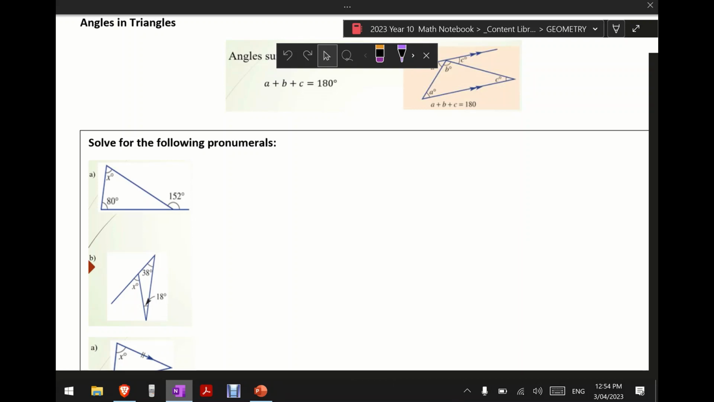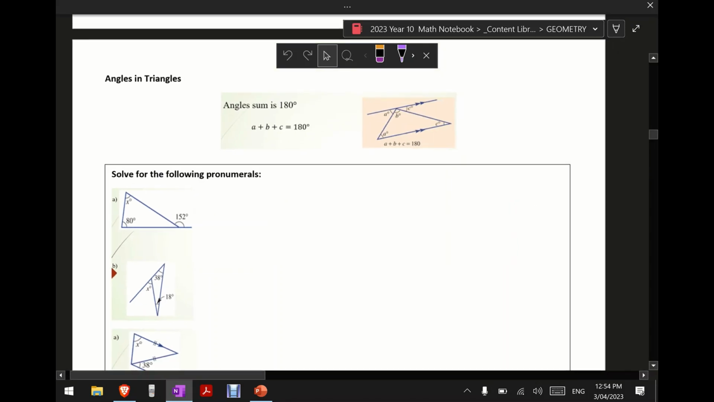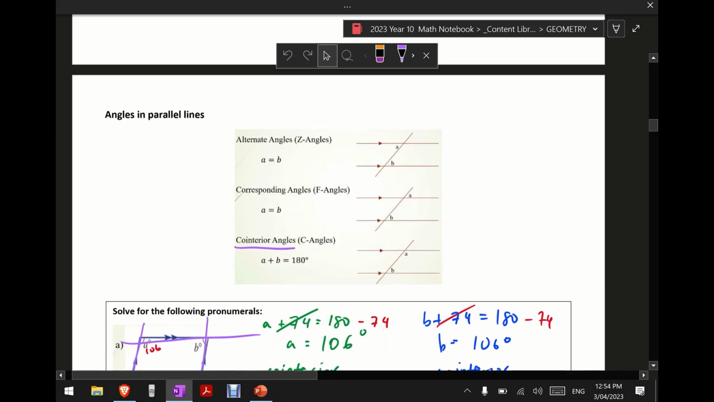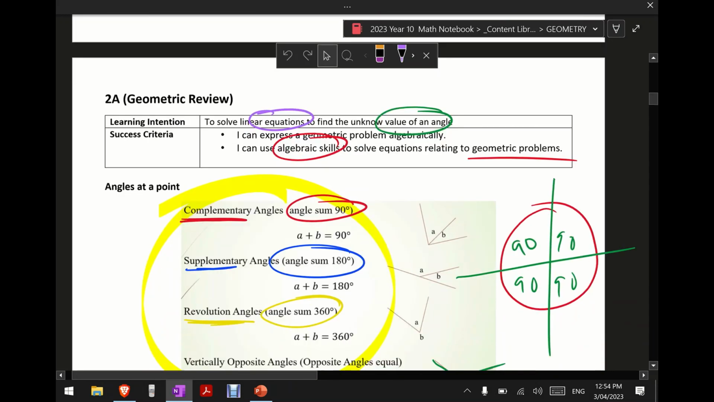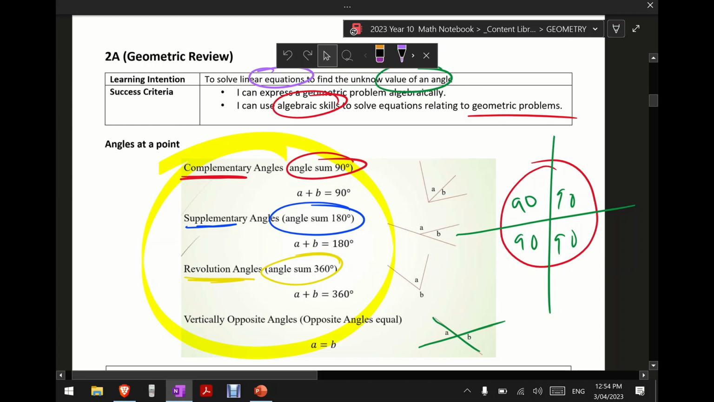If you remember last lesson when we started this topic, there were seven words that we learnt when it came to geometry and proving what angle something is. That was the learning intention and the success criteria, which was also tied in with using algebra. We started looking at algebra in order to prove something being the angle that it is.